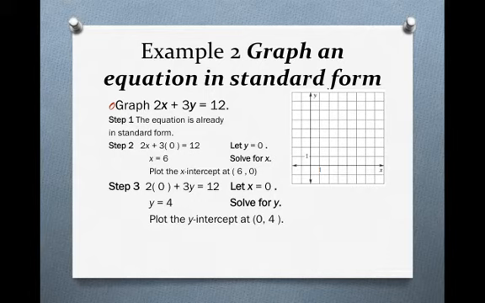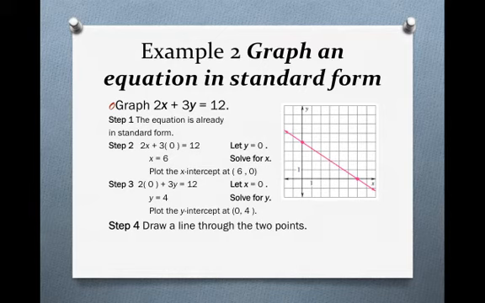So we have an x-intercept of (6, 0) and a y-intercept of (0, 4). So we plot those on our graph and we connect the dots. So there you go. You can see that the point (6, 0) is on our line, and so is the point (0, 4). So if you have an equation in standard form, or you put an equation in standard form, a way that you can graph it is to find the x-intercept, the y-intercept, plot them both, and draw in your line.